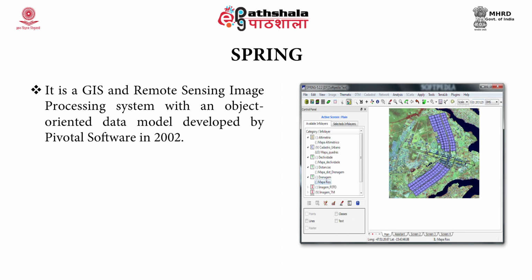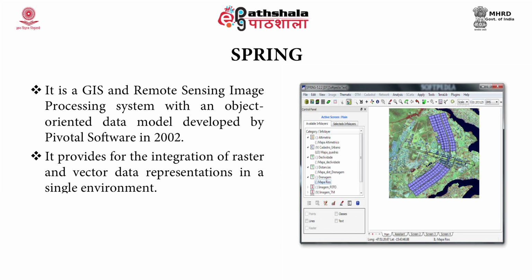Another software is Spring, which is a GIS and remote sensing image processing system with an object-oriented data model that was developed by Pivotal Software in 2002. It provides for the integration of raster and vector data representations in a single environment. The latest version is 4.3.9 that was released in June 2017.